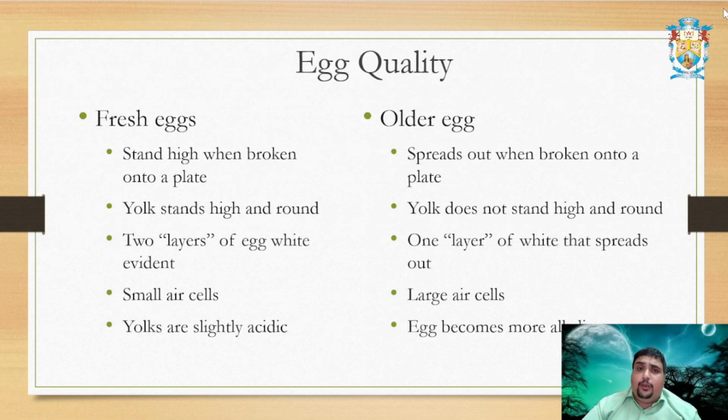Now, the air cell will be large. The balloon which is there will grow because of the evaporation of moisture from the egg. The egg becomes more alkaline. It tastes a little more alkaline in quality.